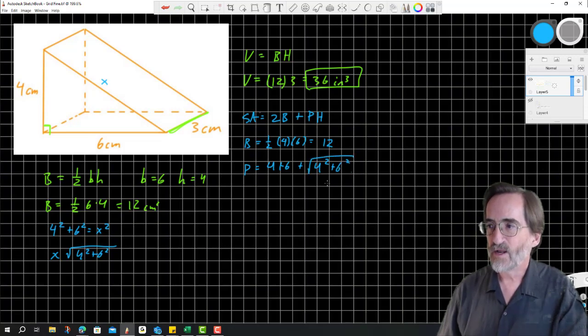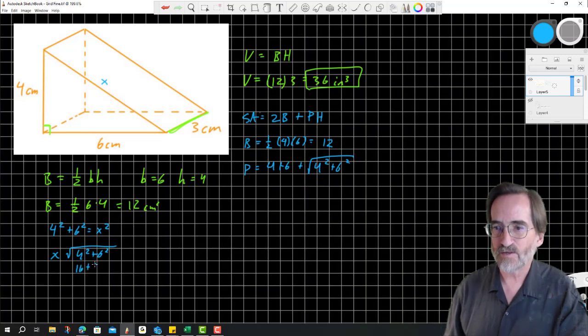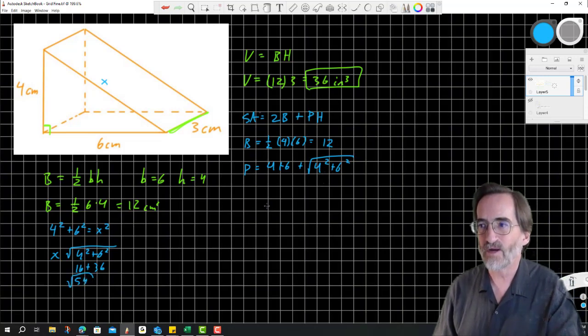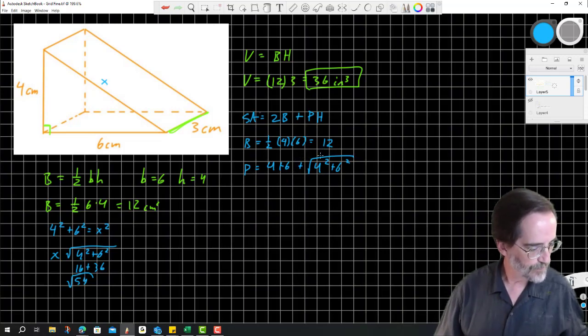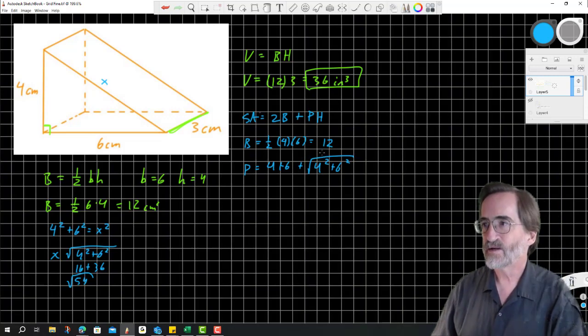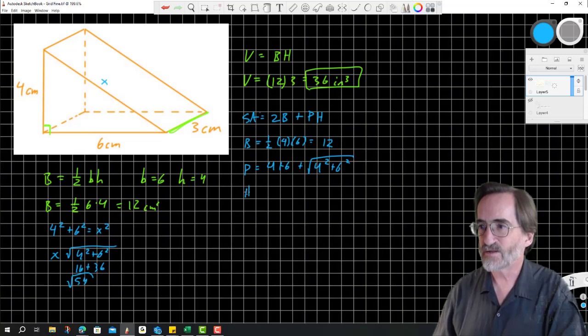Now we can calculate that if we wanted to. 4 squared is 16, 6 squared is 36, 16 and 36 is 54, so this is root 54. Or we can leave it like that as well. That's the perimeter, times the height. Perimeter times the height is the rest of the formula, and the height is 3. Let's simplify this. 4 plus 6 is 10. The square root of 4 squared plus 6 squared is the square root of 54.